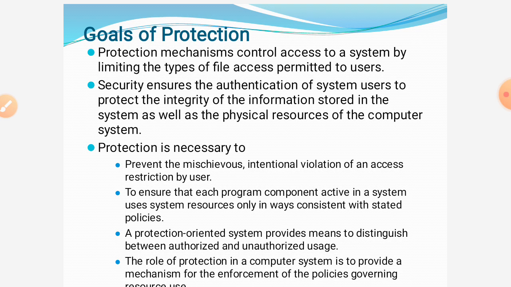And what is the protection and goal of protection? Protection mechanism control access to a system by limiting the type of file access permitted to users. ഒരു യൂസറിന് ഏതൊക്കെ ഫയൽസ് യൂസ് ചെയ്യാം, അത് എത്രത്തോളം ലിമിറ്റ് ചെയ്തിട്ടുണ്ട് എന്നുള്ളതാണ് ഒരു പ്രൊട്ടക്ഷൻ എന്ന് പറയുന്നത്. അപ്പോൾ ആ ഫയലിനുള്ള ഒരു പ്രൊട്ടക്ഷനാണത്.